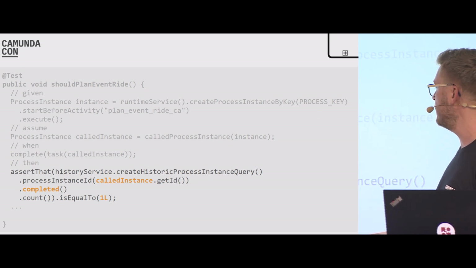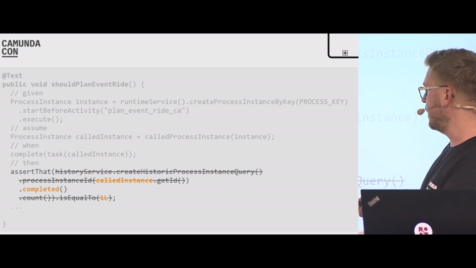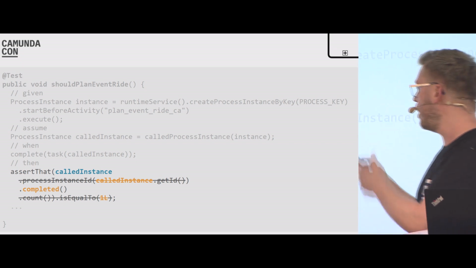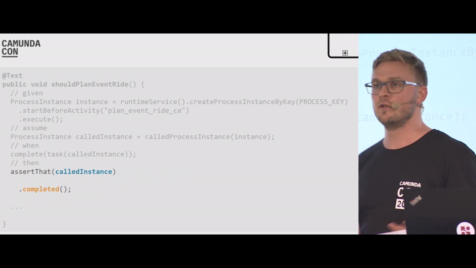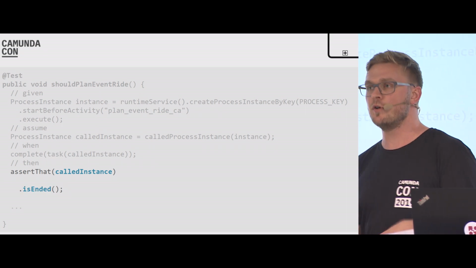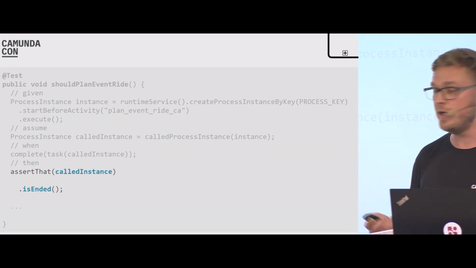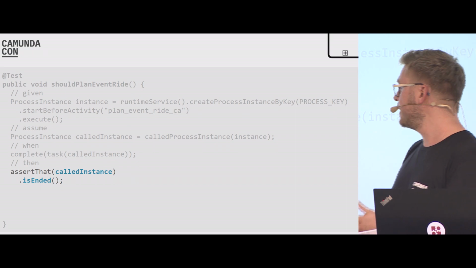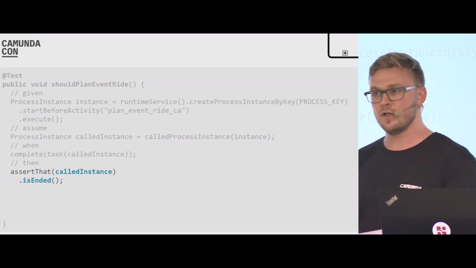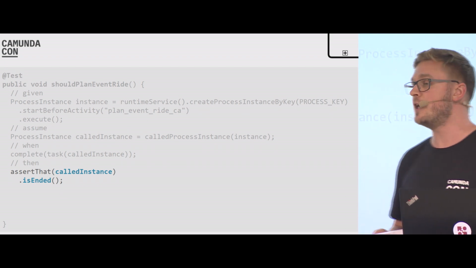So why again? We can get rid of all of those things, because what we want to do is assert that our called process instance is completed. And that's all we want to do. In terms of BPM Assert, it's called is ended, because that's more speaking. So asserting that our called process instance is ended is a lot easier to read, a lot easier to understand, and therefore, of course, a lot easier to maintain.